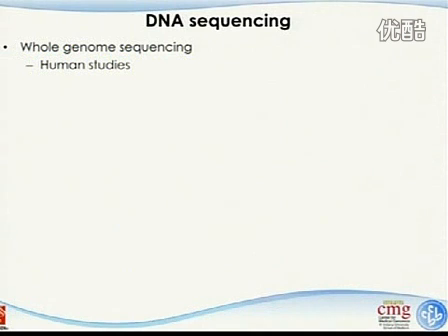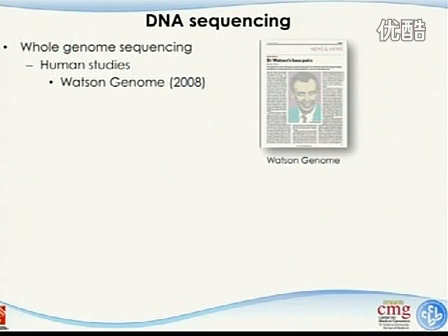For DNA sequencing, there are different scopes. The first one is whole genome sequencing for human studies. We know that in 2007, and actually the work was done in 2008 and published in 2008, this was the first individual genome to be published.